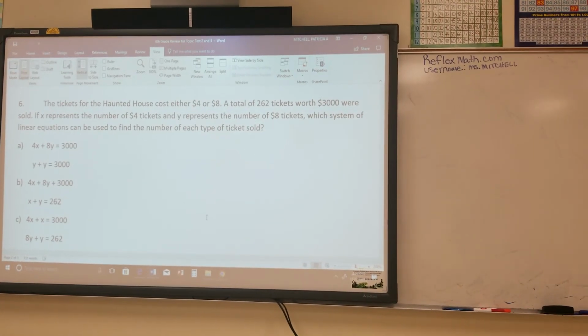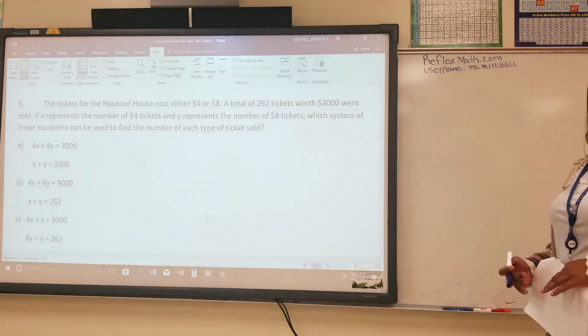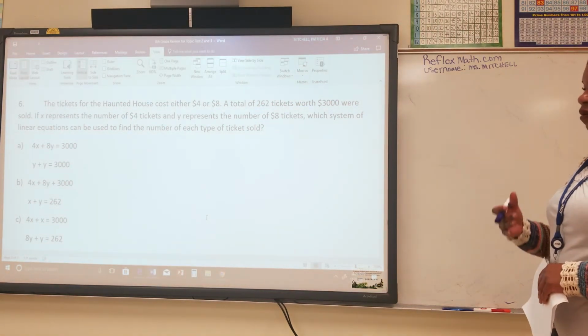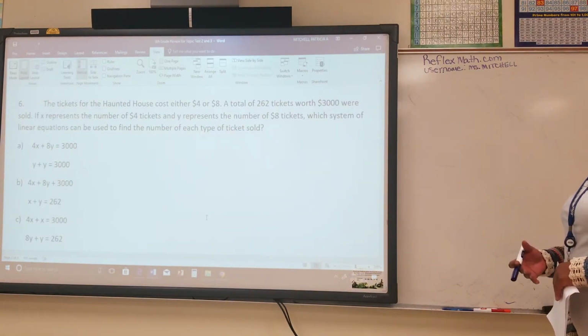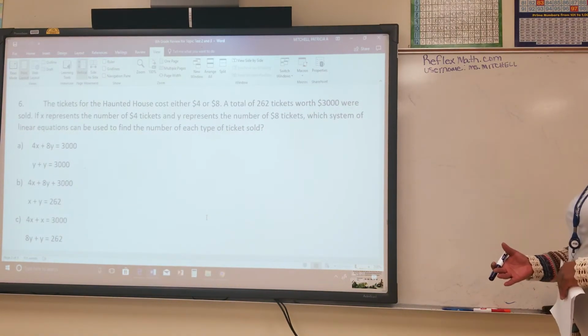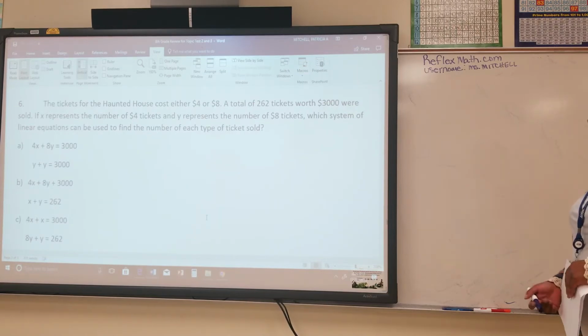Number 6. I know that number 6 can be very intimidating to look at, but I don't want you to become intimidated when looking at these word problems. Remember, read word problems over and over and over again until you understand what they are asking you to do and the information that they are giving you.